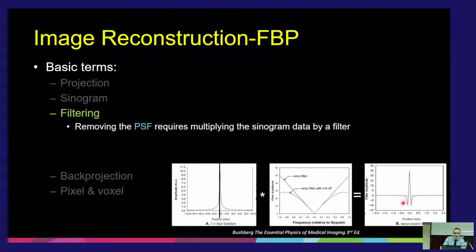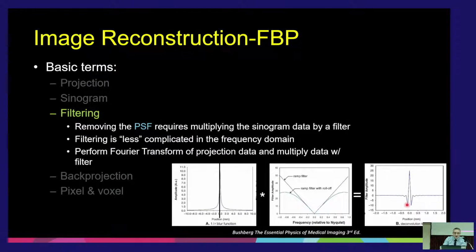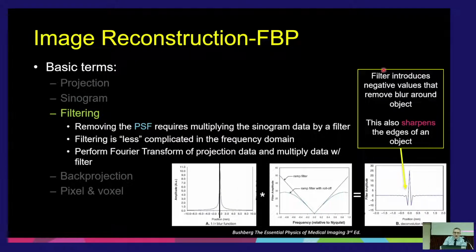And by doing that, we introduce negative values on the signal. This is all purely mathematical, so you don't have to try to conceptualize what a negative number is in signal space. But we introduce these filters, and it cleans up that little spread of data. It does two things. One, it gets rid of that image blur around an object, which in a sense, two, it sharpens the object.